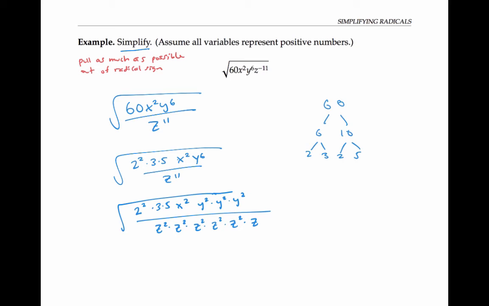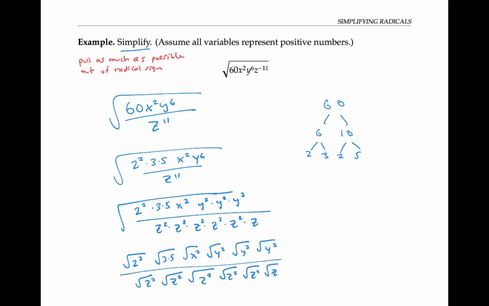Now I know that I can distribute my radical sign across multiplication and division, so I'll write this with a zillion different radicals here. And every time I see the square root of something squared, I can just cancel those square roots and the squares out and get what's left here.